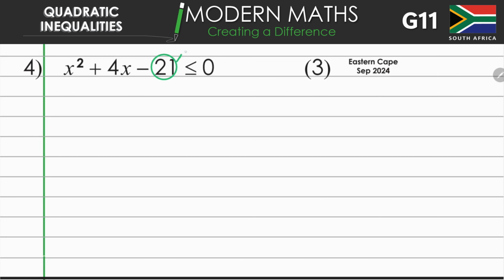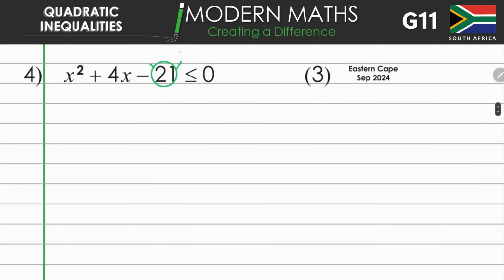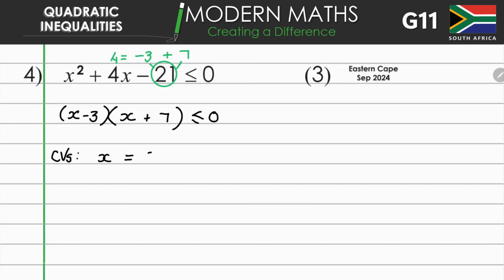Alright, it's already in standard form, so we go straight to the factorizing of the trinomial. 7 times 3 will give me 21, and to make +4, I'll need to say -3 plus 7. So there's my two brackets, x minus 3, x plus 7, and then I can jump to my critical values. They will be 3 or -7. Go to the parabola. It is going to be a happy face because the number in front of x squared is positive.